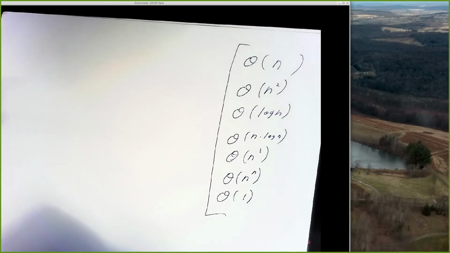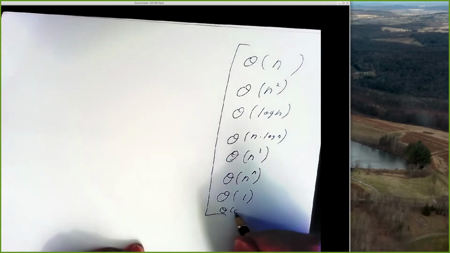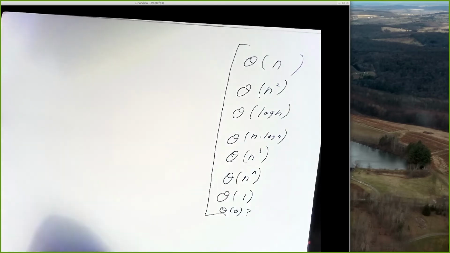order of 1 over n, that would be interesting. That would take less time the bigger the problem was. Yeah, I forgot order 0 actually. But yeah, order 1 over n would be cool. More data, it takes less time. I don't know if that happens, but it's a cool concept. I'll have to think about that.